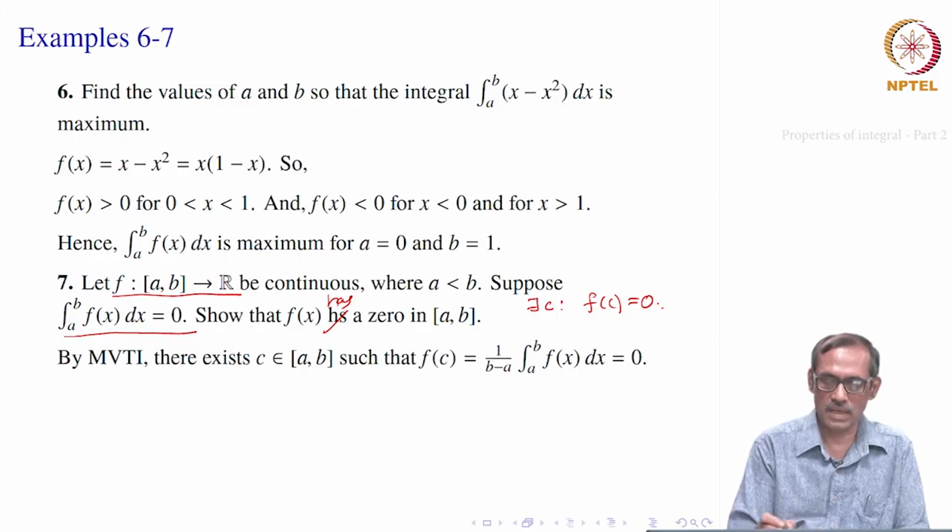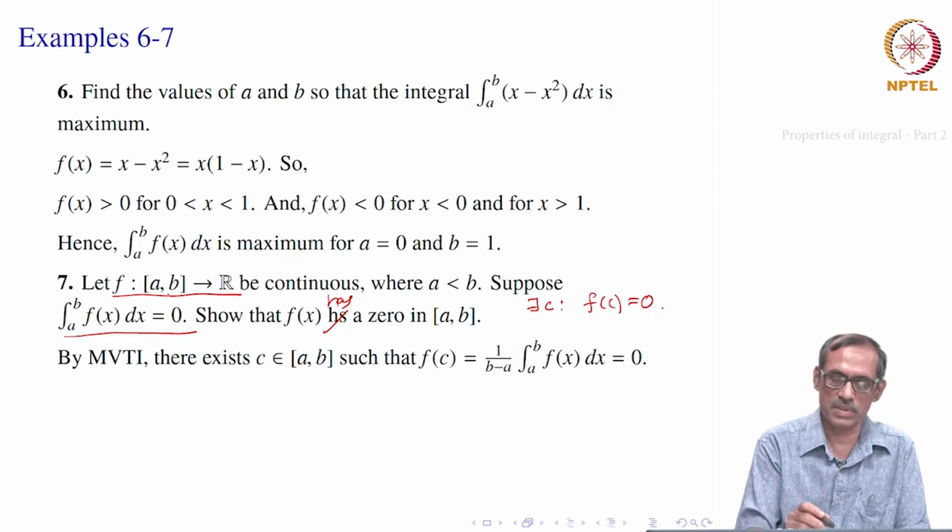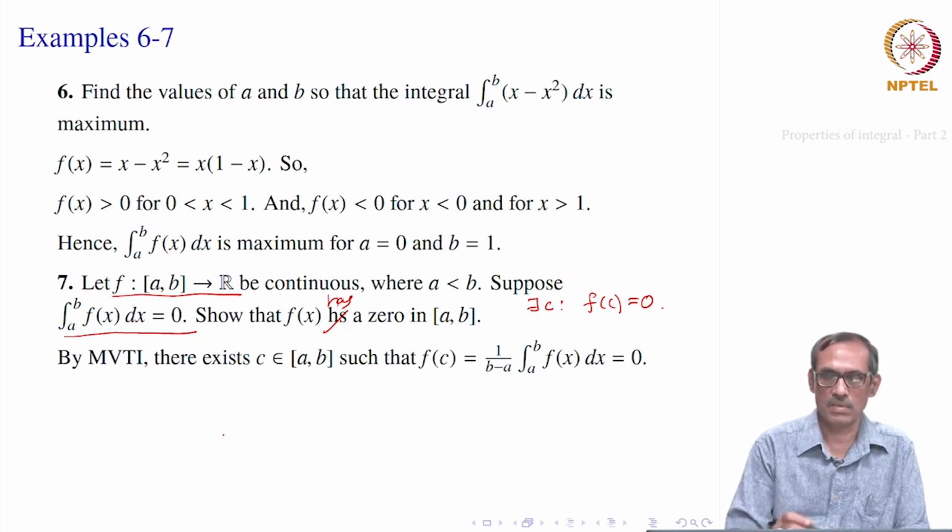Well, we can first see the geometric argument to get a feel for what is going on. A is less than b. Suppose f is positive throughout a, b, then the integral will become positive, it is the area. If f is negative throughout, then its integral also will become negative, but the integral is 0. So, that means at some places f is positive, at some places f is negative. F is continuous, so by the intermediate value theorem f must be 0 somewhere. That is the argument we are going to give.